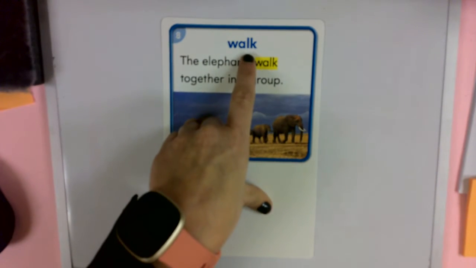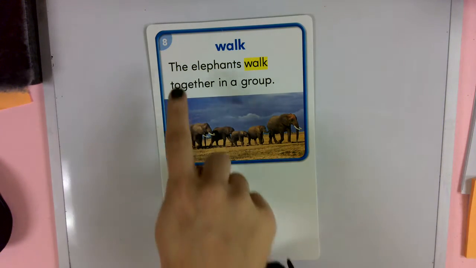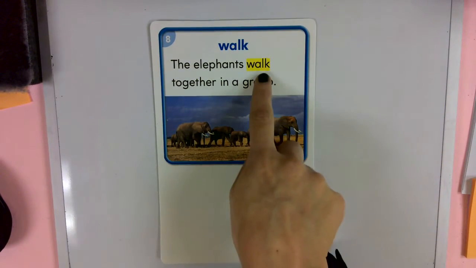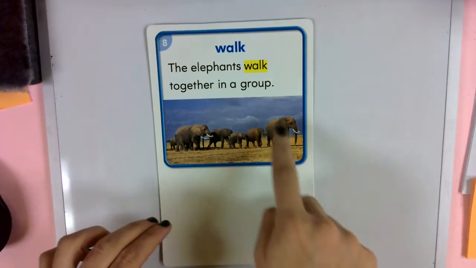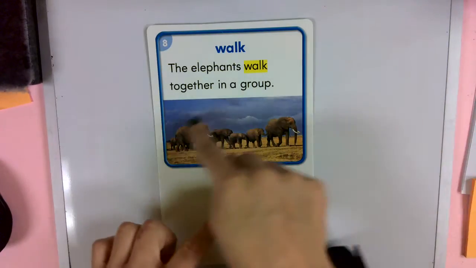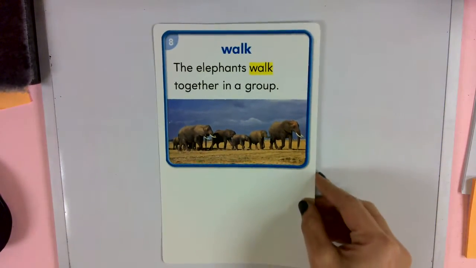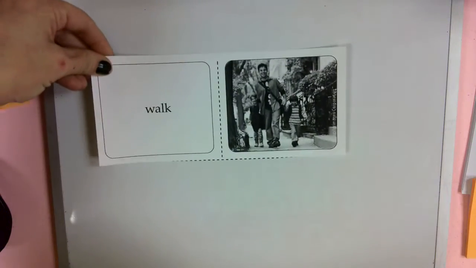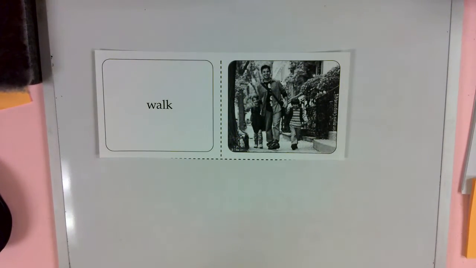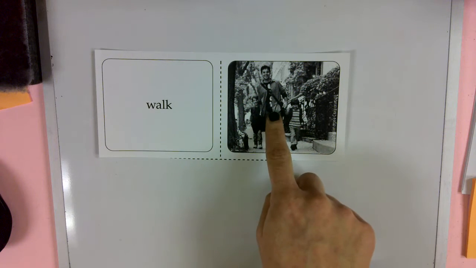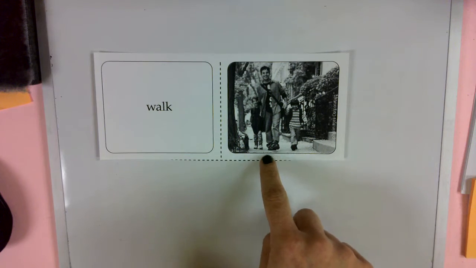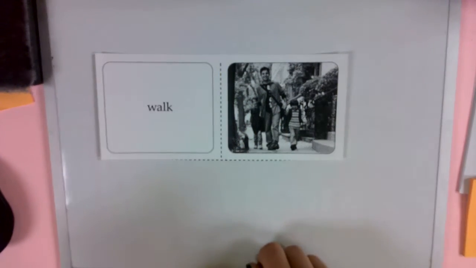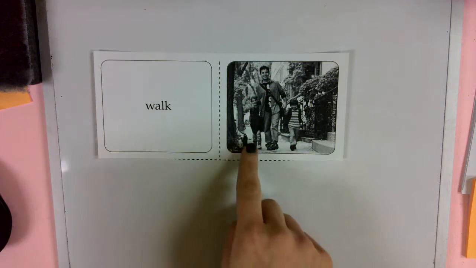Our next word is walk. The elephants walk together, so together in a group. So they're walking together in one group. Here's another picture. This family, they are walking down the street. So here's the dad, the daughter, and the son. When you walk, this means that you are moving your legs to go somewhere.